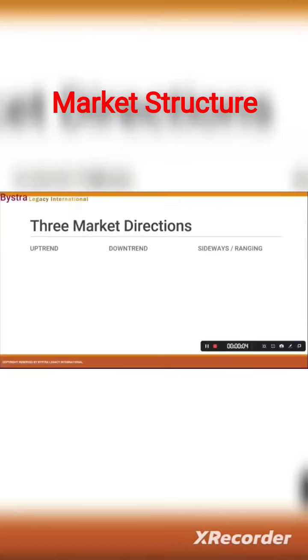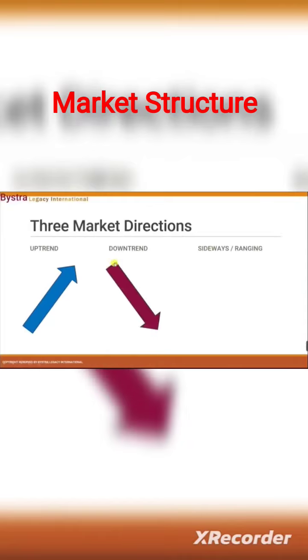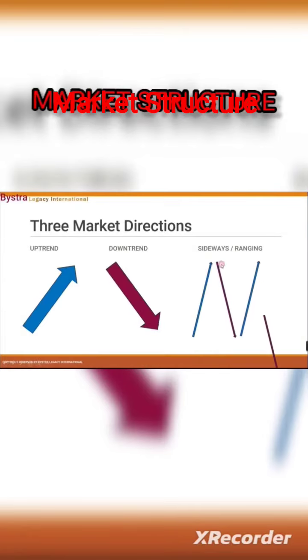Types of market structures. The first is the uptrend, where the price moves from the bottom to the top. Next is the downtrend, where the price is moving from the top to the bottom. And the last is what we call the sideways or ranging zone. It's where the price zigzags around this area.